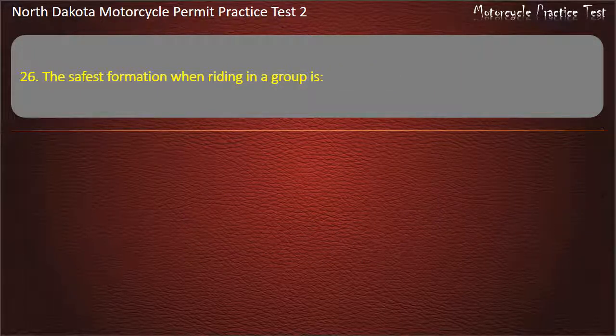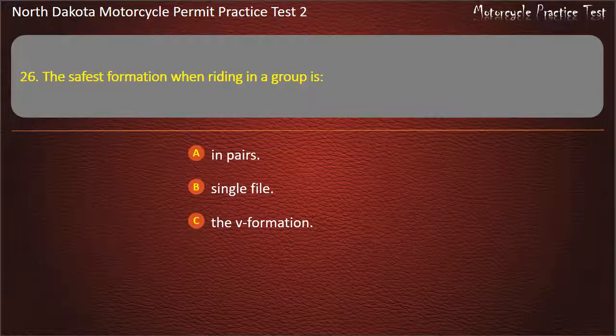Question 26. The safest formation when riding in a group is: in pairs, single file, the V formation, the staggered formation. Answer: the staggered formation.